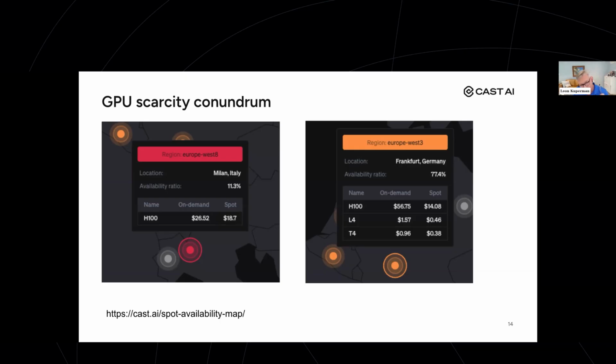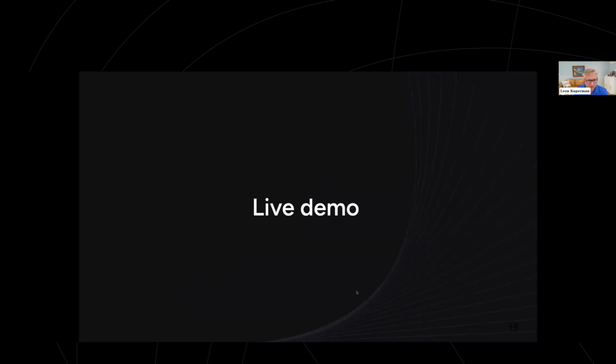So I want you guys to visit that spot availability map. Heed the warning on 3-year reservations, because that's literally going to be working against whatever the new version of Moore's Law is. But now we're going to show you how to do this in reality. How do we get those cheap spot GPUs reliably and in any region that you're comfortable with? So with that, let's go to the live demo. And Marian, would you like to take over and show the folks what we've got?